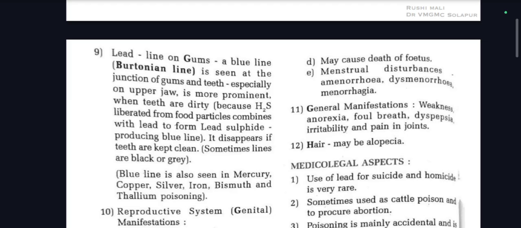H2S is released from the food particles which we eat, and that H2S reacts with the lead and results in the formation of lead sulfide. Lead sulfide has a blue color. That is why the Burtonian line is a blue line. It disappears if teeth are kept clean. Sometimes the lines are black or grey also. So the Burtonian line is a feature of chronic lead poisoning.